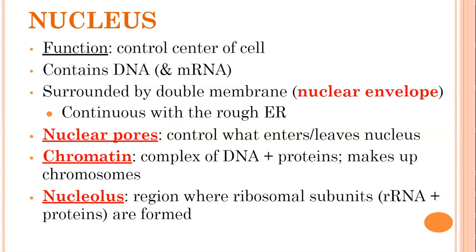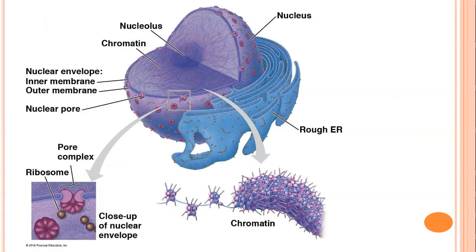It's basically the spaghetti-like structure of DNA wrapped around histones, which are the proteins, and then they compile together to make chromosomes. The nucleolus is the nucleus of the nucleus, and that's where ribosomes are made. Here's the graphical picture of what that looks like. You can see the ER is continuous with the nuclear membrane, and you can see the pores, and so on.